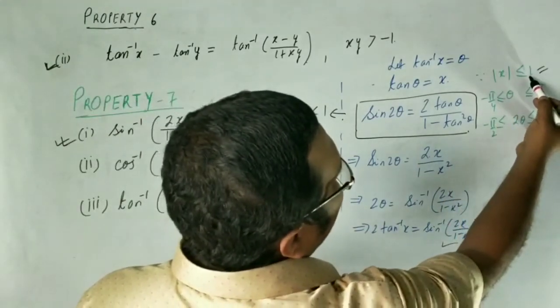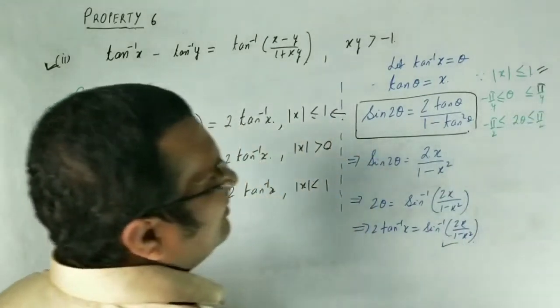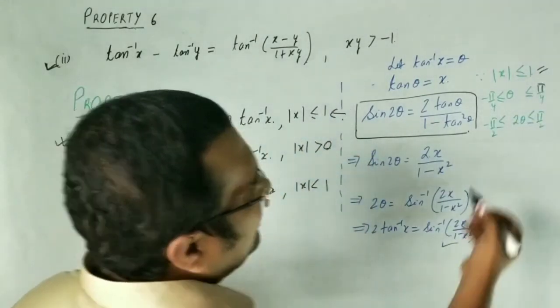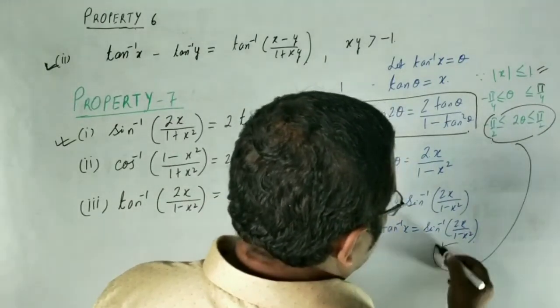Since x is less than or equal to 1, theta will be less than or equal to pi by 4, because tan 45 is 1. So 2 theta, and this is the condition for sin inverse.